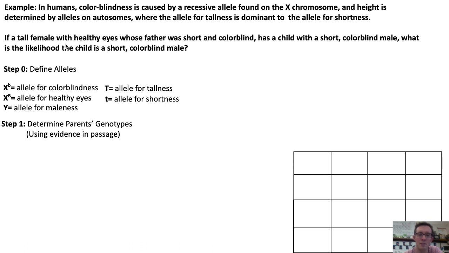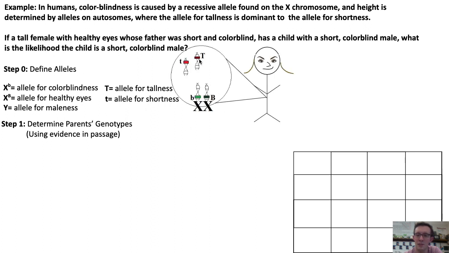However, if we keep reading, we'll see that the female had a father who was short and was colorblind. That is, her father was homozygous recessive for shortness and had a recessive allele for colorblindness that the father must have donated to her. So in this case, we know that the mom must be heterozygous for height and heterozygous for eye health and colorblindness.